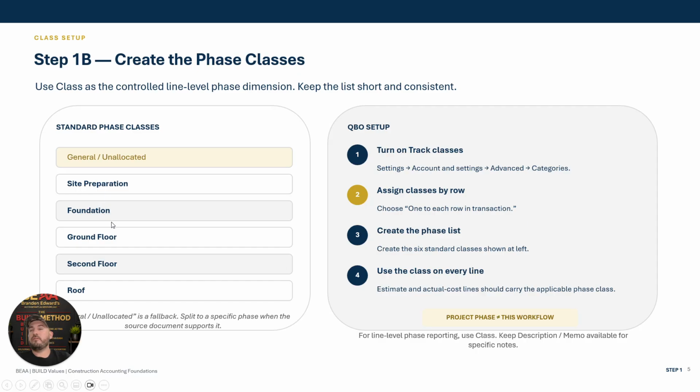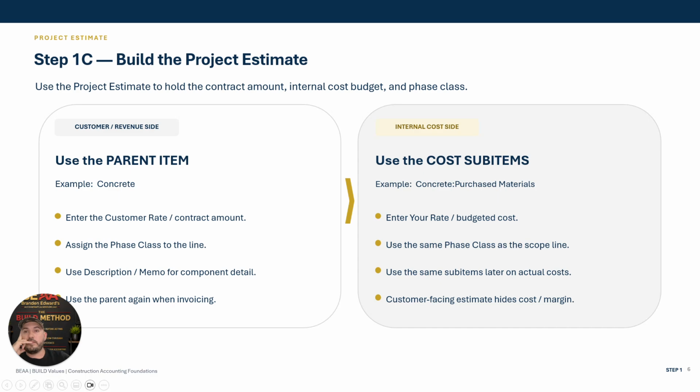Site preparation, foundation, ground floor, second floor, roof. They're pretty much building two-story homes, two-story kind of starter home type houses. This is pretty simple.